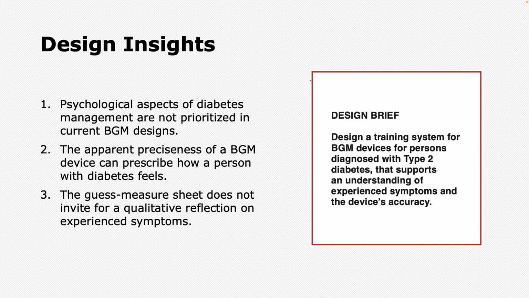This led us to ideate on how we can support people with type 2 diabetes differently in their treatment programs. By differently, we mean a way that acknowledges the uncertainty of the devices in use and the uncertainties that are inherently present when guessing your own blood sugar level. Formulated as a design brief, this is: design a training system for BGM devices for persons diagnosed with type 2 diabetes that supports an understanding of experienced symptoms and the device accuracy.